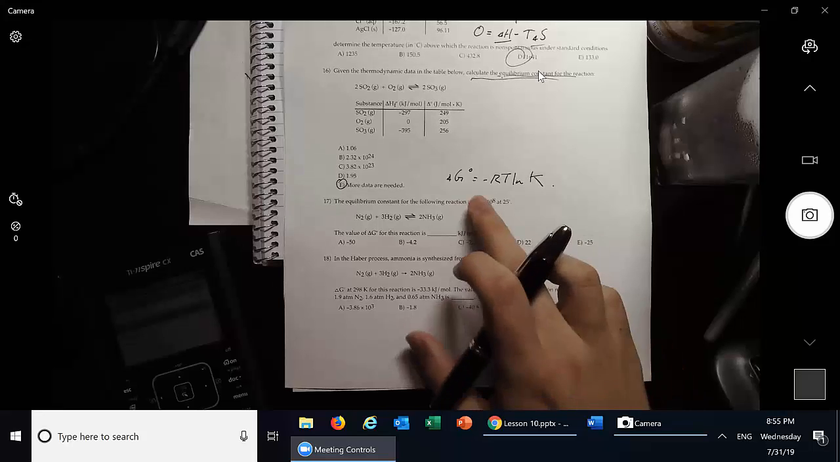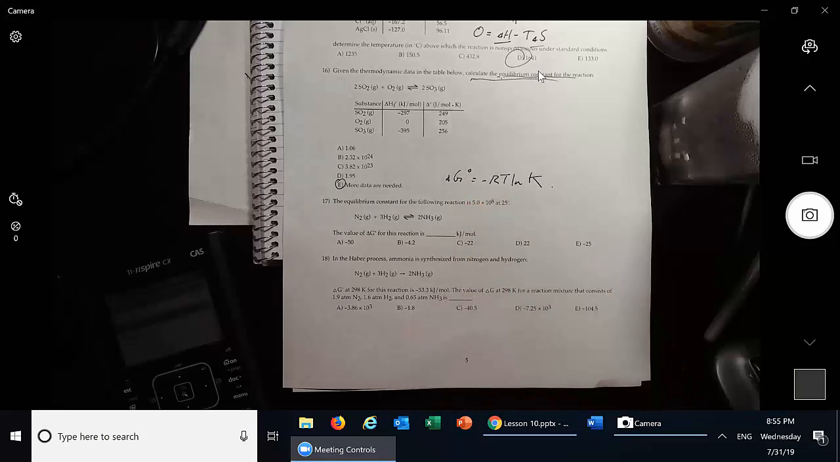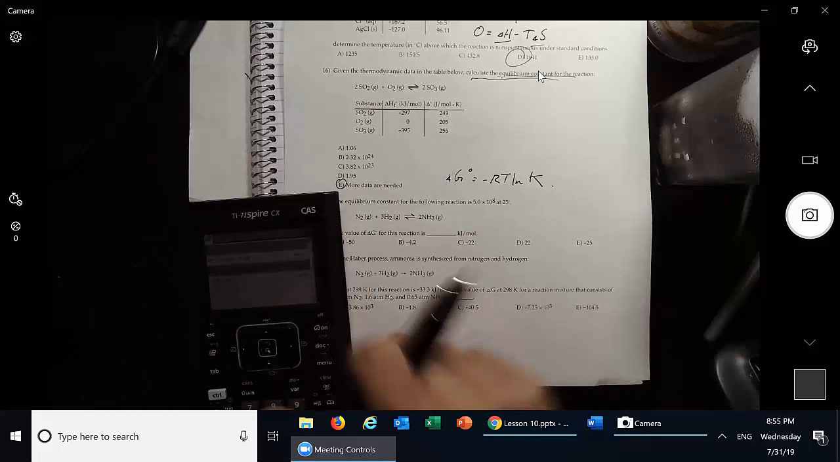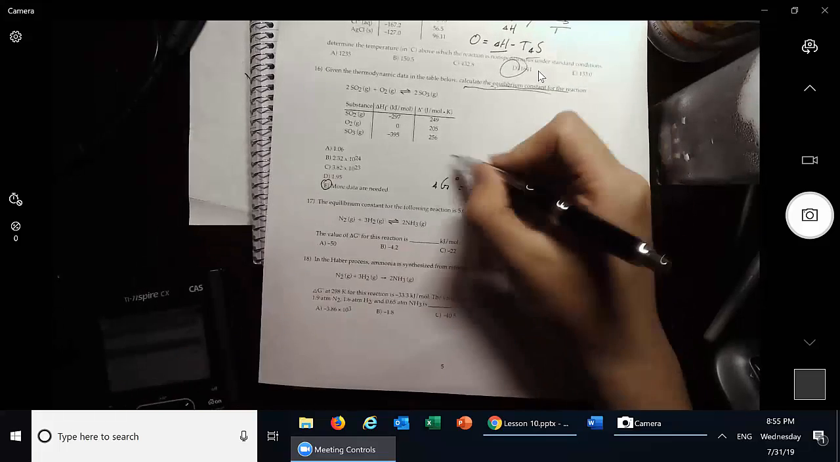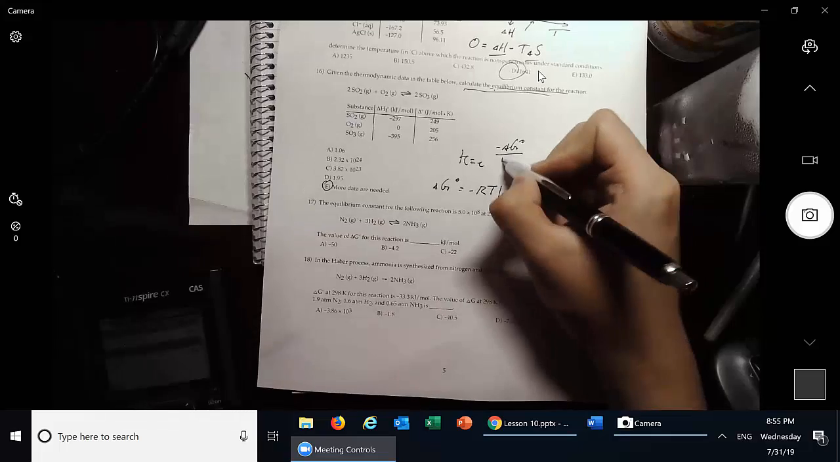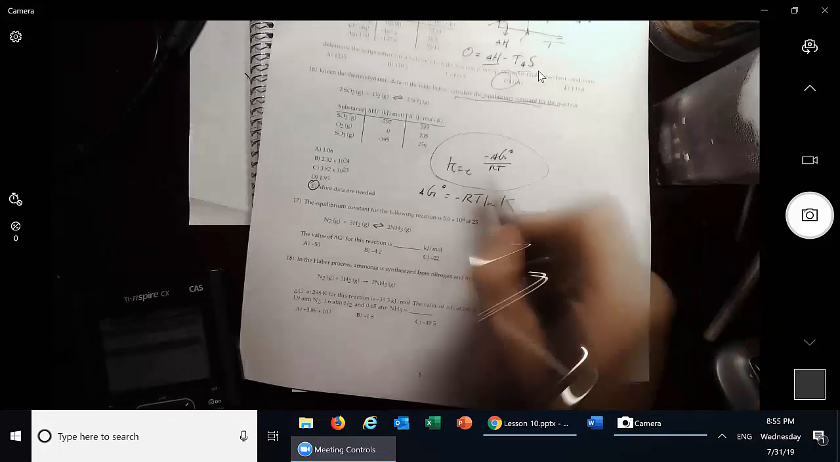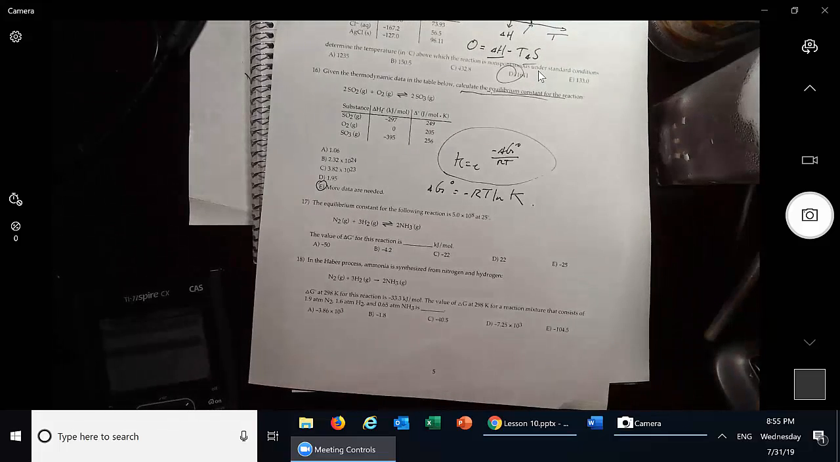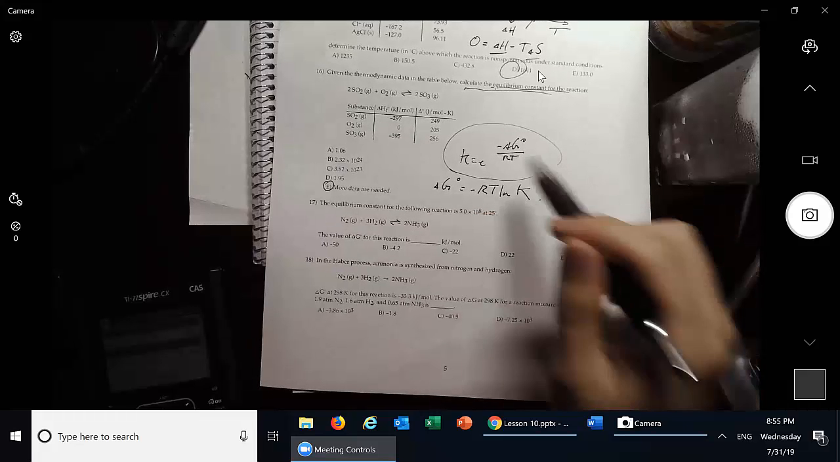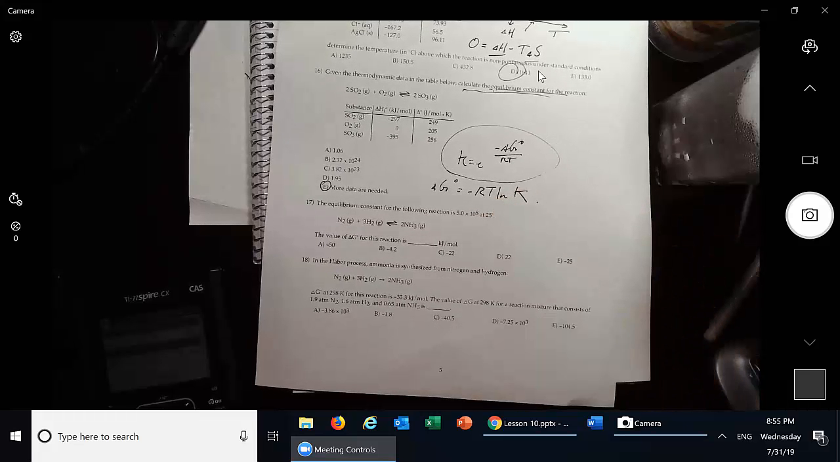Delta G equals negative RT ln K, right? So we just rearrange this to get K equals e to the negative delta G over RT. Now, can someone evaluate this? What's K? Oh, never mind. They want delta G. So just plug it into here. So what's delta G?